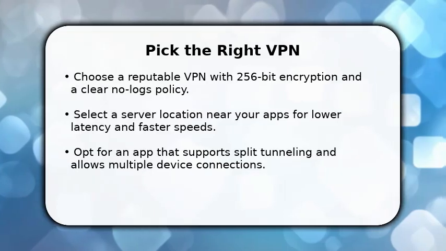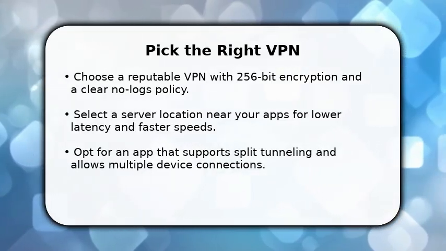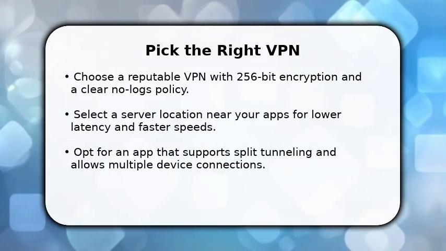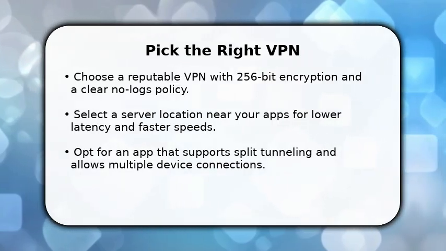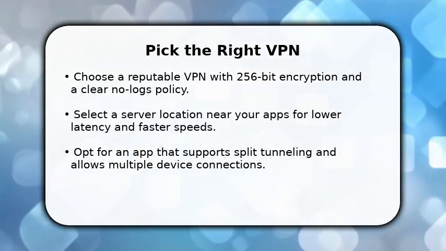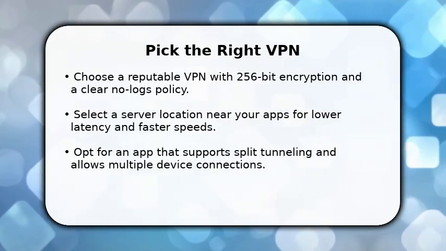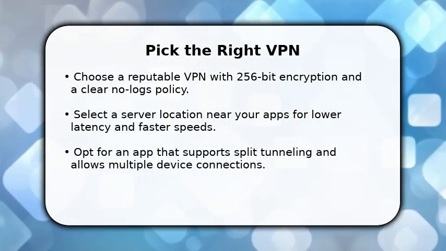Start by choosing the right VPN for app use. Pick a reputable provider with 256-bit encryption and a strict no-logs policy. Check that the provider supports split tunneling so you can route only selected apps through the VPN.